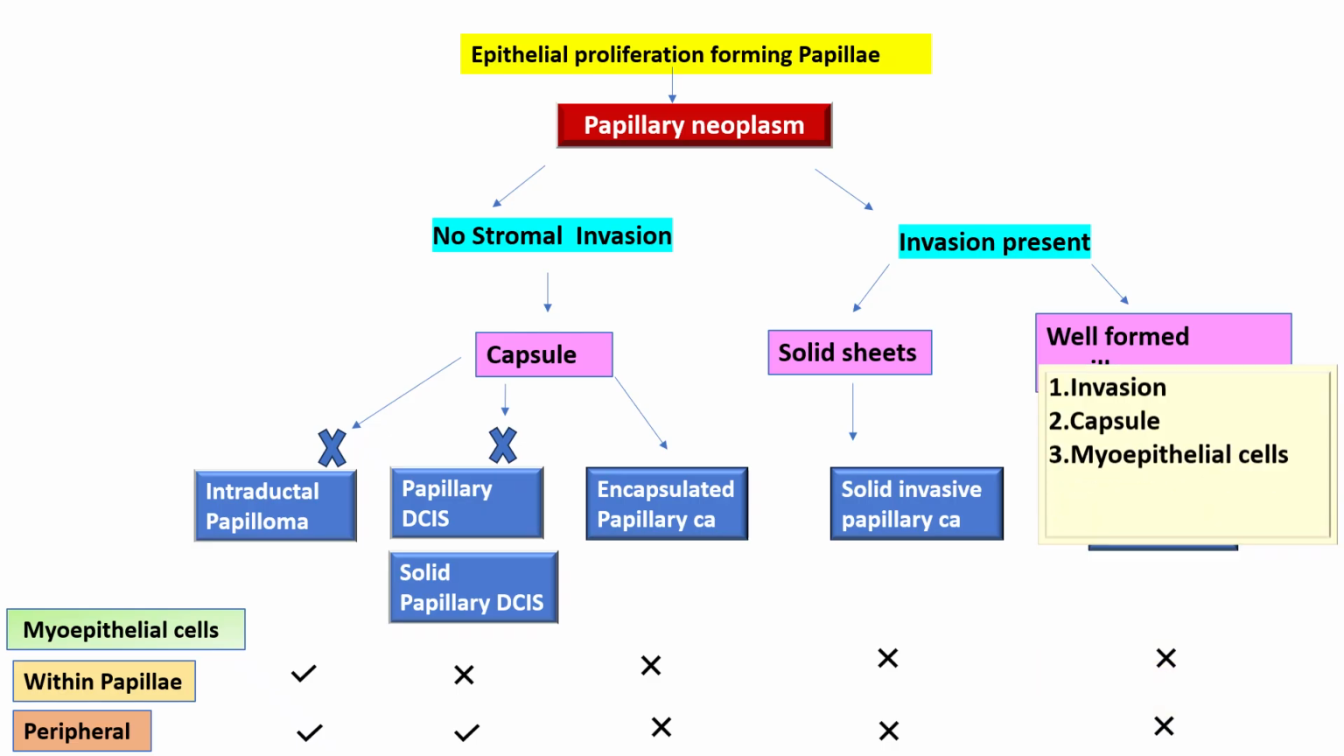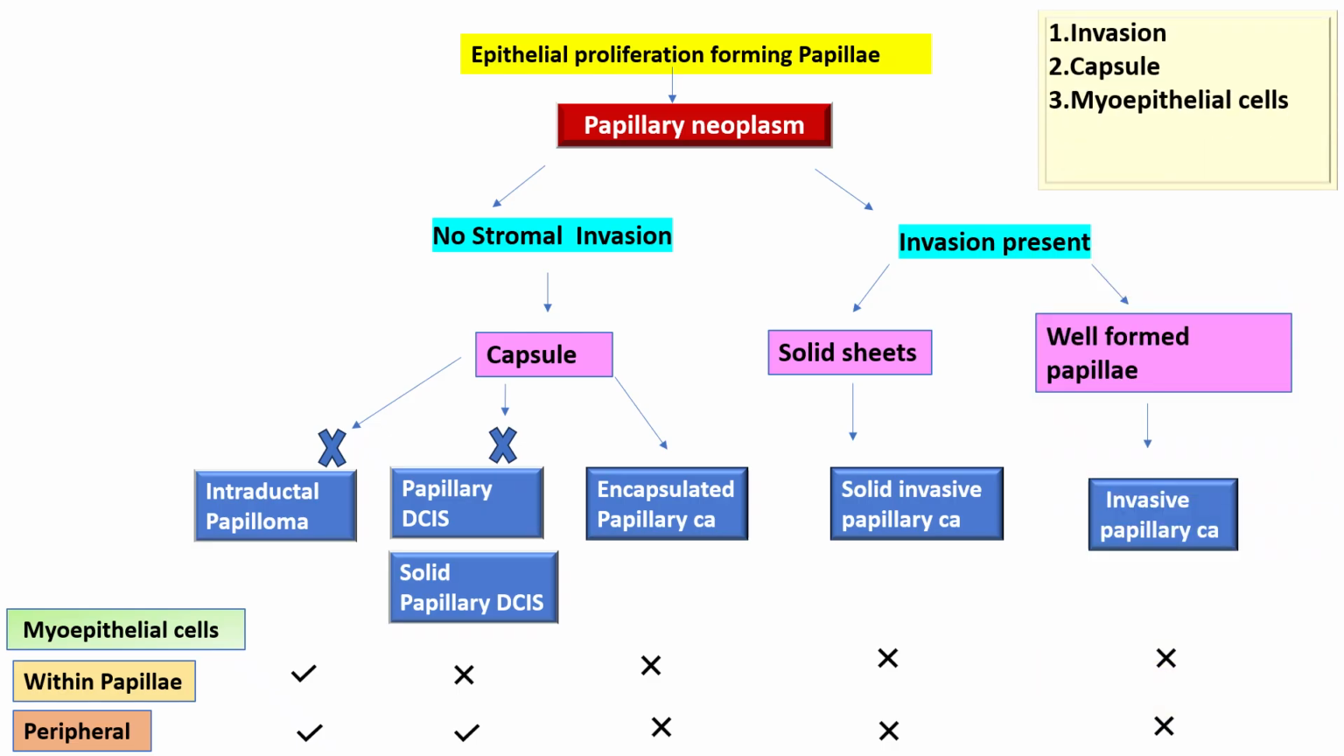So this is the flow chart, and to summarize it, first thing you should look for is the architecture, whether it is forming papillae or not, to identify whether it is a papillary neoplasm. The next step is you should look for invasion, next capsule, next is myoepithelial cells, whether they are distributed within the papillae and at the periphery.